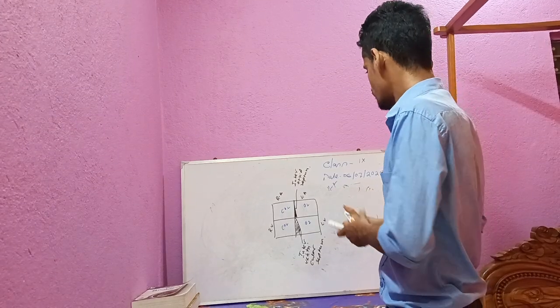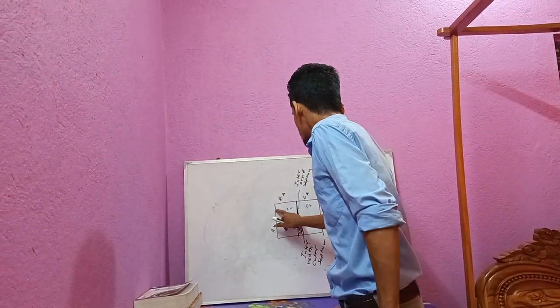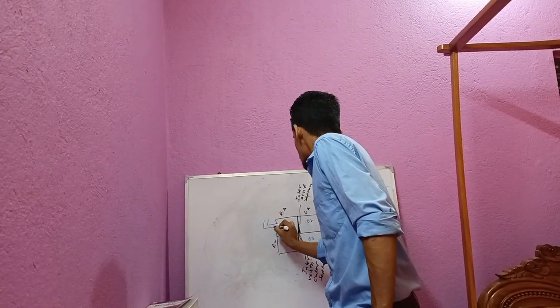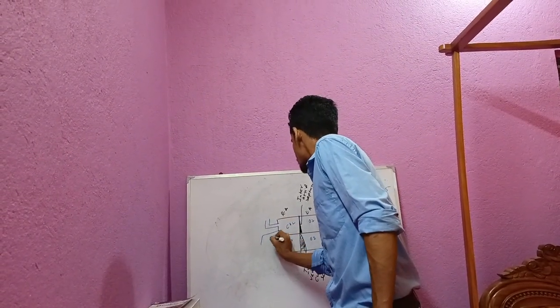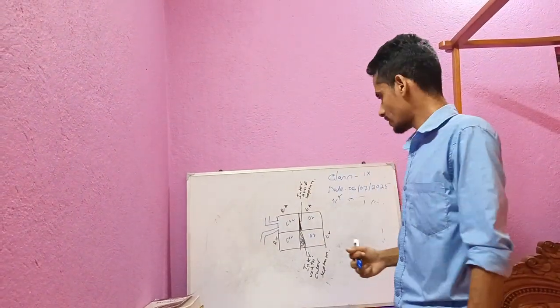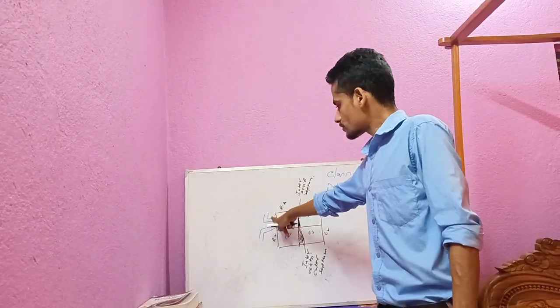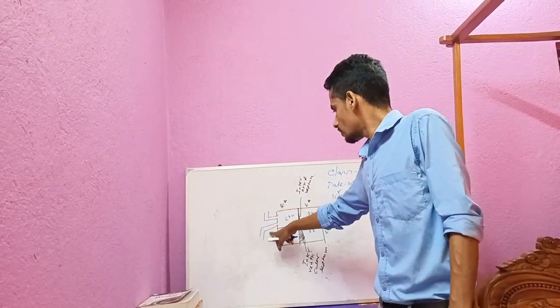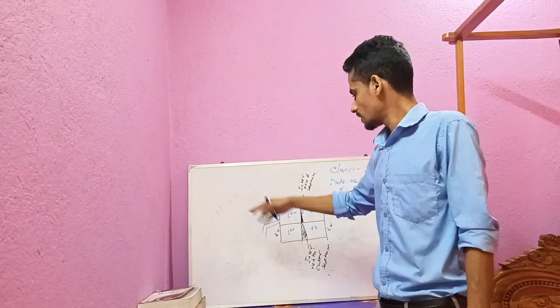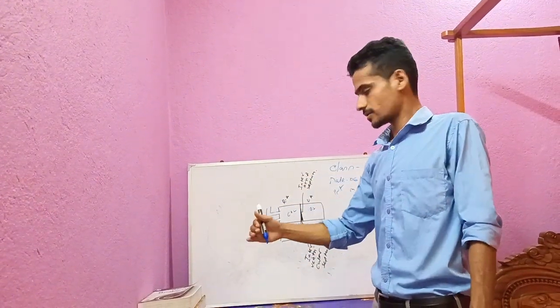Now, in the right atrium, there are two vena cava present. Vena cava means great vein. The upper vena cava is called the superior vena cava and the lower is called the inferior vena cava. Superior means present on the upper side, inferior means present on the lower side.